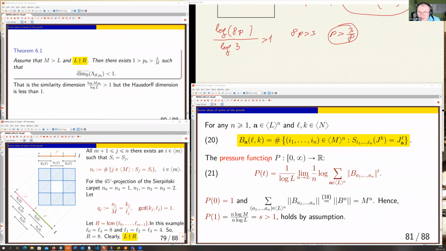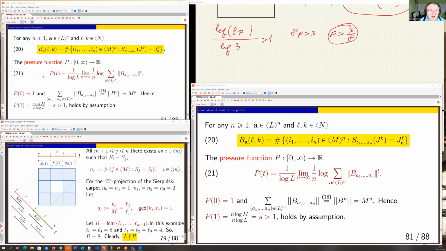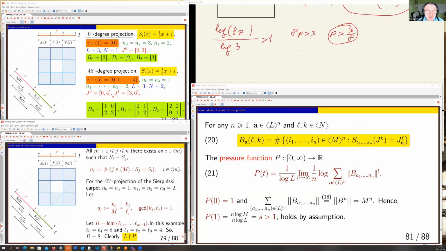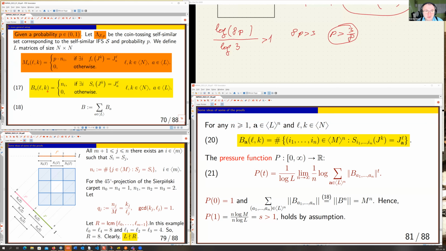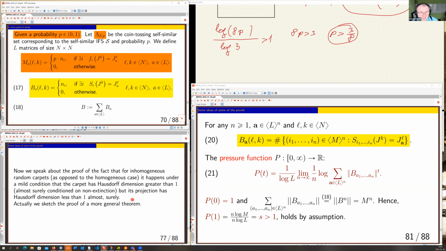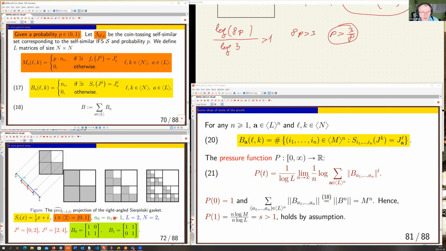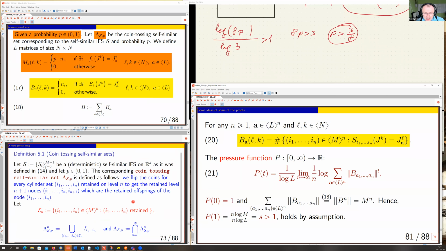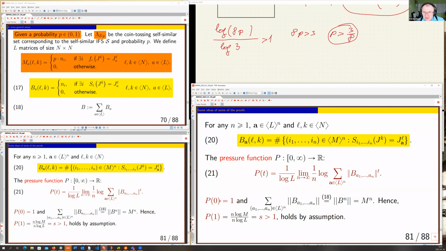Now, here are the dynamical systems. I have just a very few minutes for the dynamical systems. These are these very important matrices that I mentioned. Everything depends on these B matrices, which were defined over there. And also these matrices appeared like here. So you take these matrices and then you consider their product, and in this usual way, you form the pressure function.